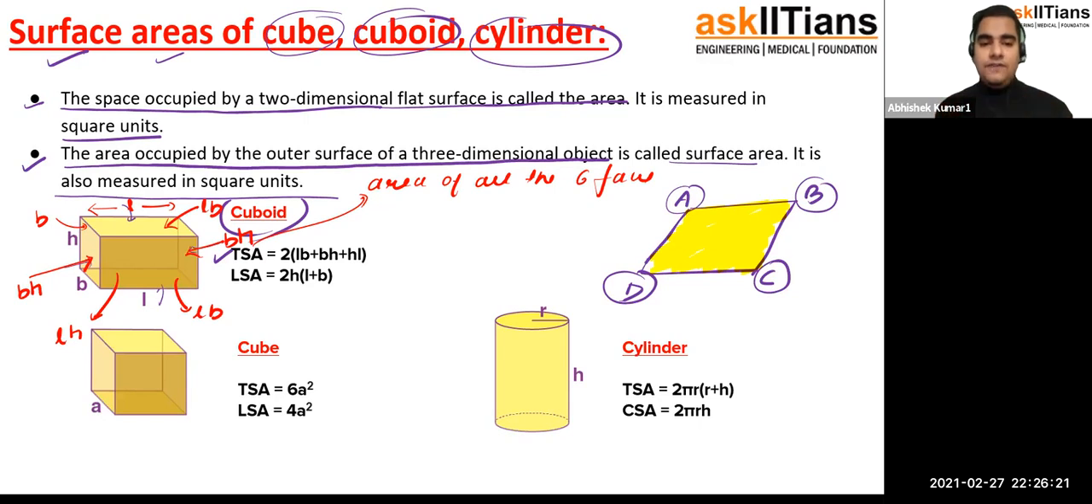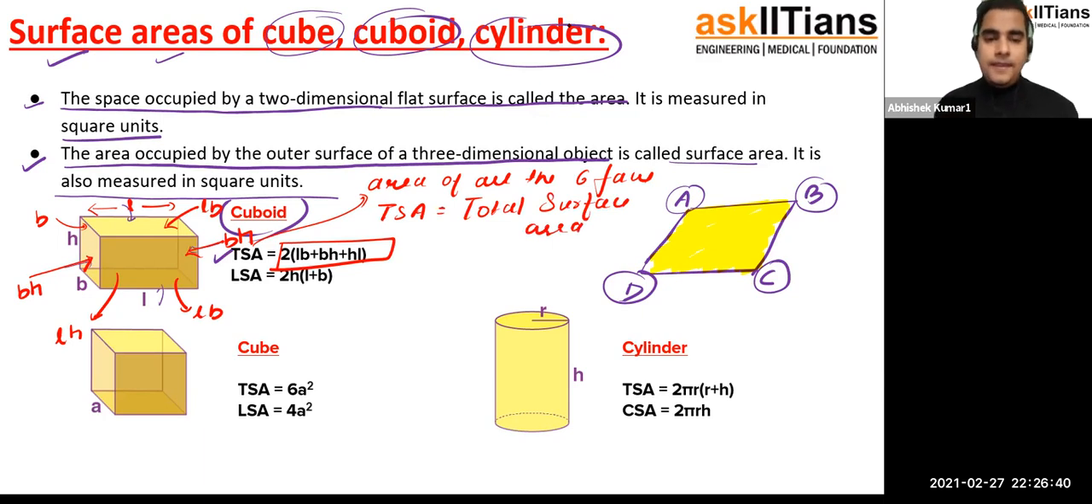So if you add all of them, what do you get? You get twice of LB plus BH plus HL, and that gives you the total surface area. Here, what is this TSA? This TSA is the short form for total surface area. Understood? Total surface area. Clear? Now comes the lateral surface area.